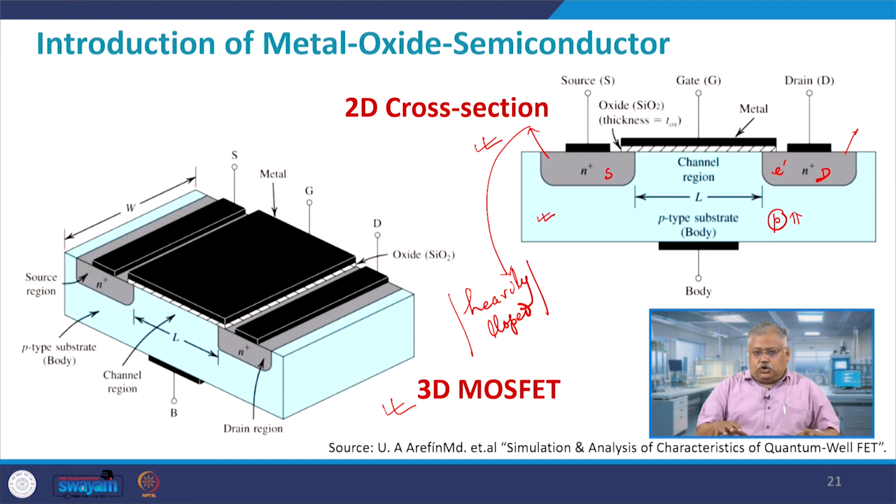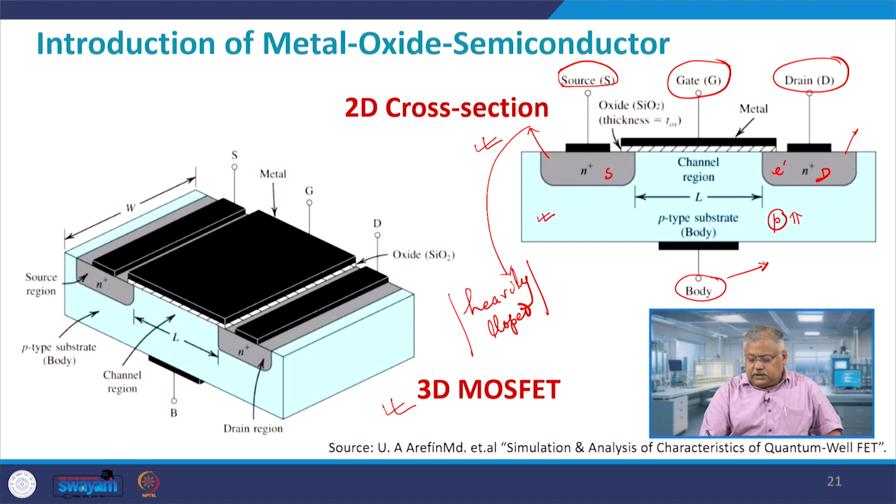If you look at the MOSFET from an external viewpoint in the 2D cross section, let us not talk about 3D here, let us talk about 2D. It is basically a 4 terminal device with one terminal known as the source, the other known as the drain, the third one known as the gate, and the fourth one known as the body, also referred to as the body of the transistor or the substrate. So, these are the 4 terminals of the device.